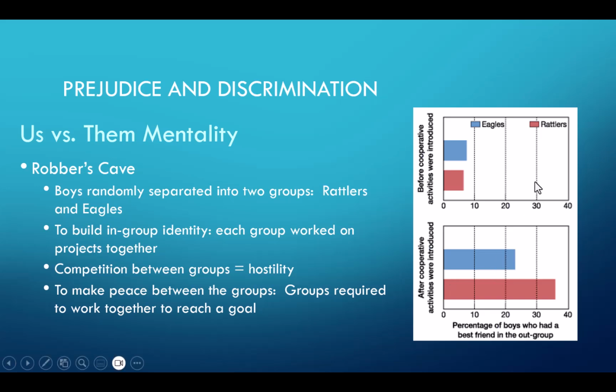And this graph here on the side just shows, so this is before the cooperative activities were introduced. So after they had put the boys into these two groups, had them build an in-group identity by working on projects together, the Rattlers worked on projects together, the Eagles worked on projects together, then having them compete. You can see here, this is the percentage of boys that had a best friend outside of their group. So very small, less than 10% in each group. Now, this is after that cooperative activity between the Rattlers and the Eagles was introduced. And you can see how much that increased the best friend outside of the group.